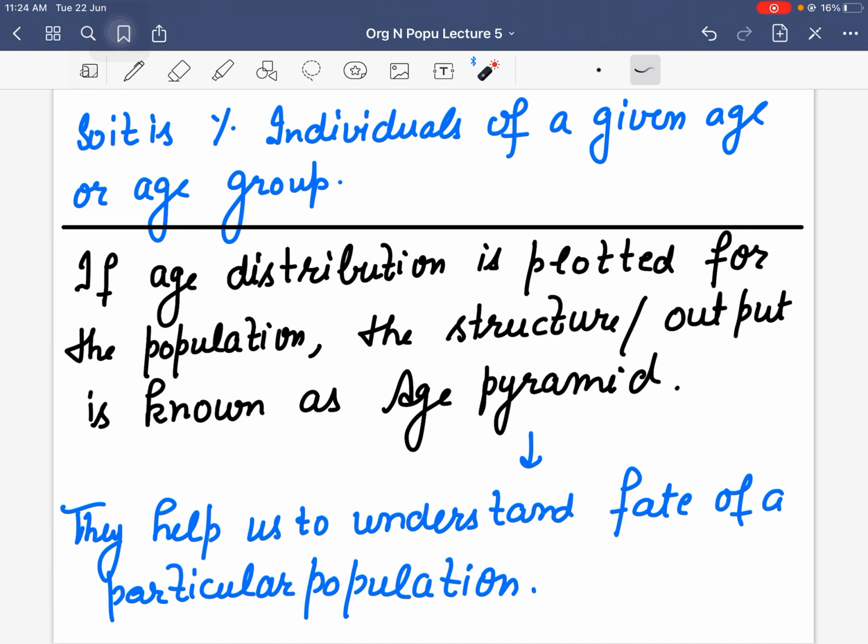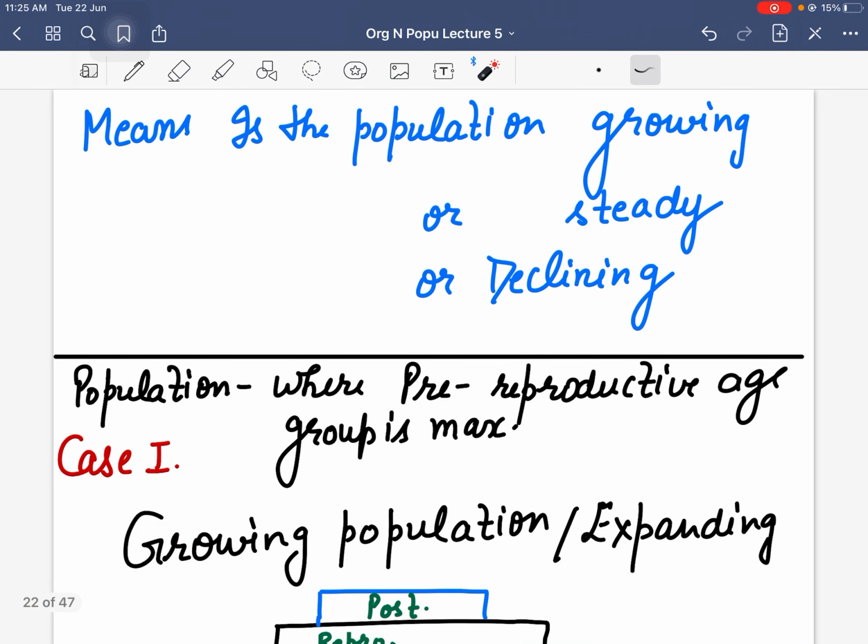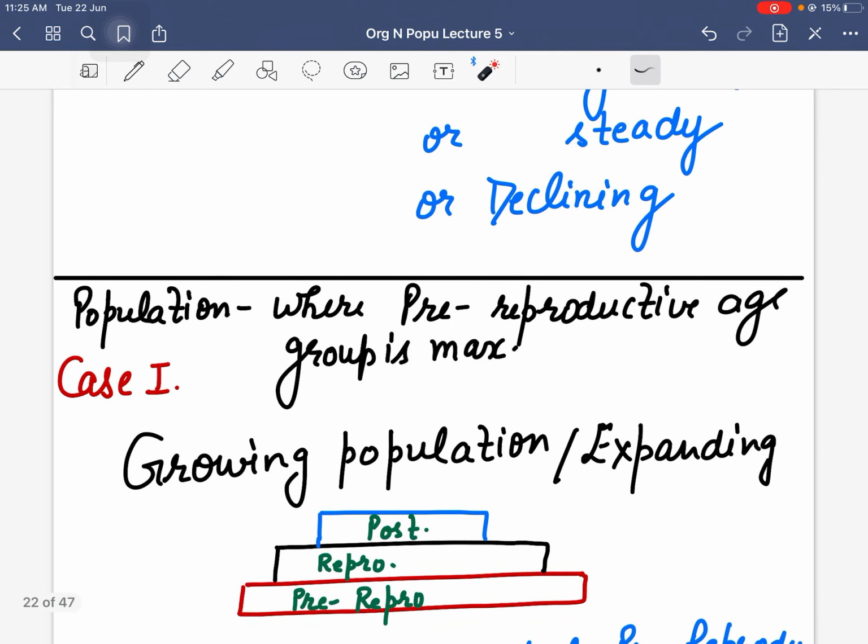This helps us understand the fate of a population. Fate होता है कि ये population इंक्रीजिंग पॉपुलेशन है, या फिर ये डिक्रीजिंग पॉपुलेशन है, या फिर ये किसी एरिया की स्टेबल पॉपुलेशन है. So when you look at the age distribution graphically, the output is known as the age pyramid. Whether the population is growing, declining, or stable, you can find out with the age pyramid.